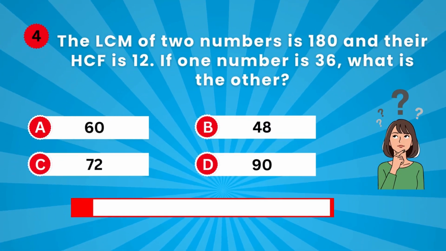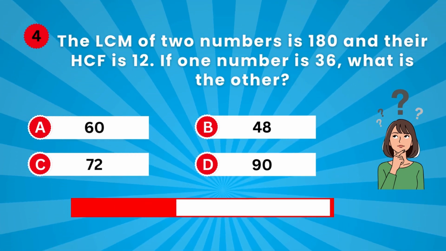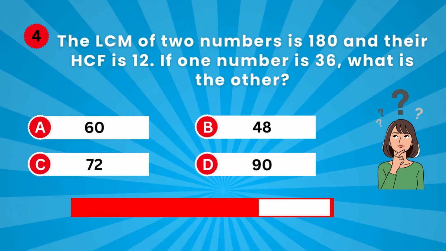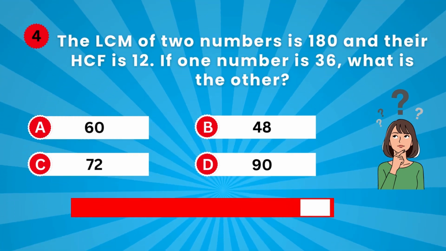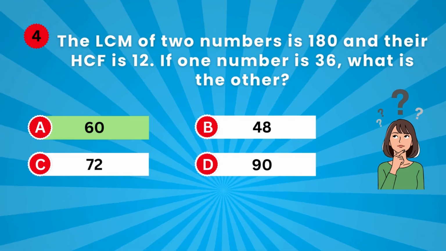The LCM of 2 numbers is 180 and their HCF is 12. If one number is 36, what is the other? 60.